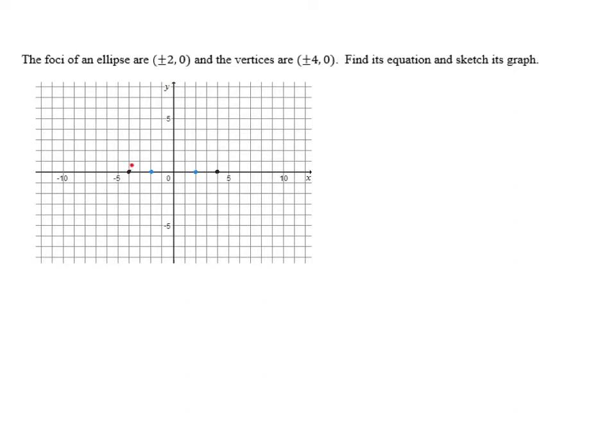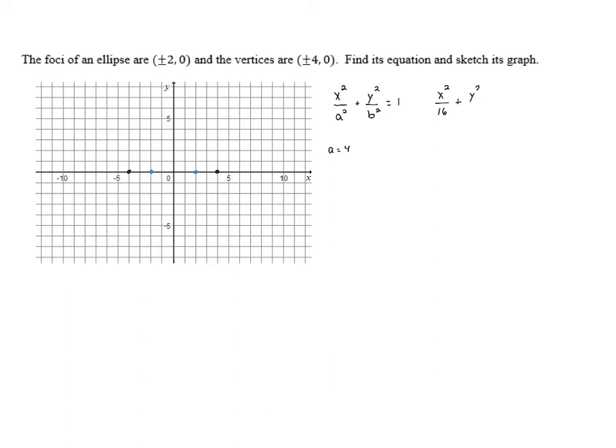We know that this is going to be an ellipse that is wider than it is tall, so it's going to have an equation in the form x squared over a squared plus y squared over b squared equals 1. Now we can see from what we have so far, the vertices are at plus or minus 4, 0, and so that means the value of a is 4, and so this is going to be x squared over 16.